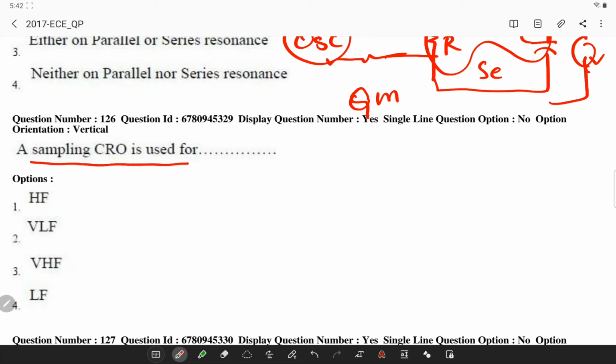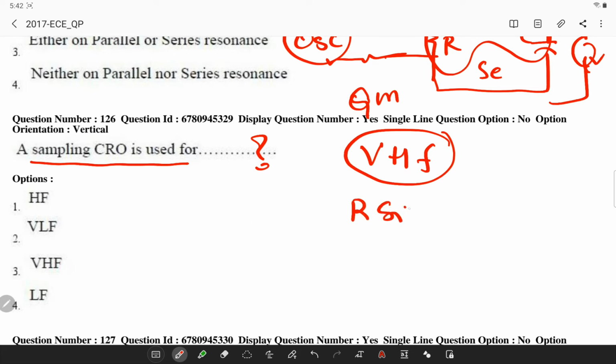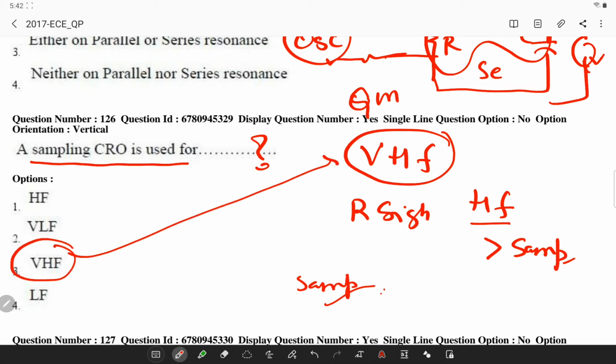A sampling cathode ray oscilloscope is basically used for very high frequency operations, and it is used on repetitive signals which have high frequency and a high sampling rate of the scope. They achieve their signal performance by collecting samples from various successive waveforms and then assembling them. So as per this, the answer is very high frequency.